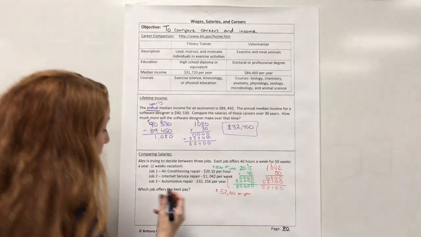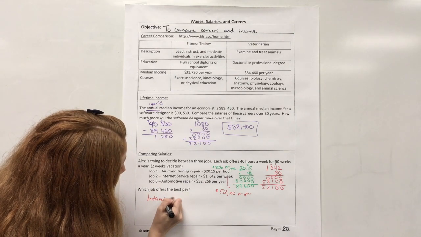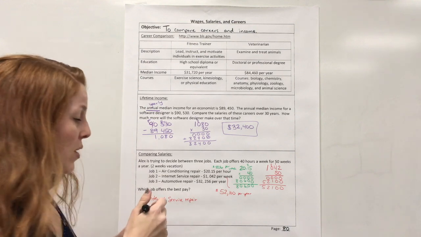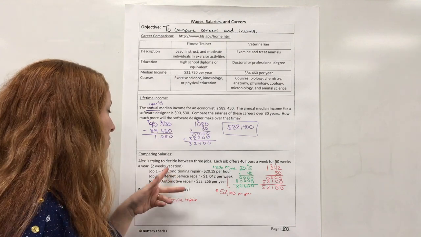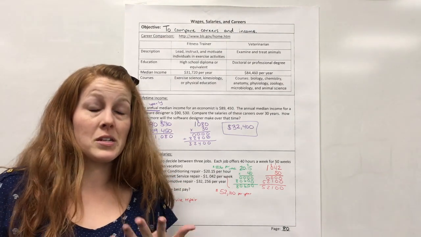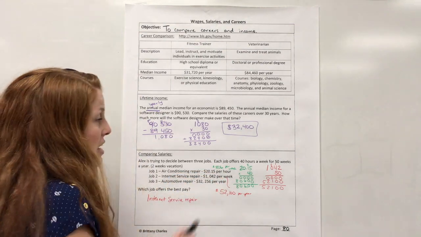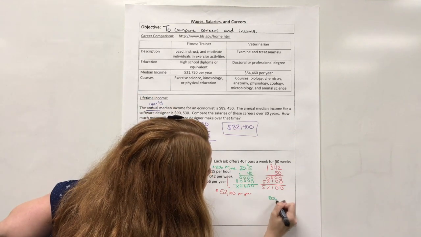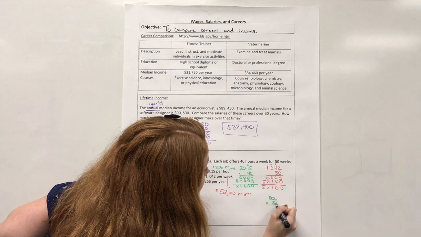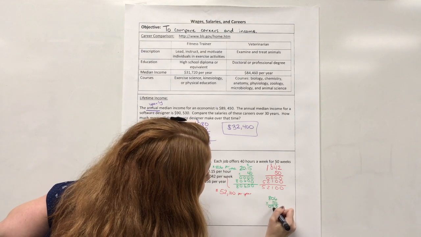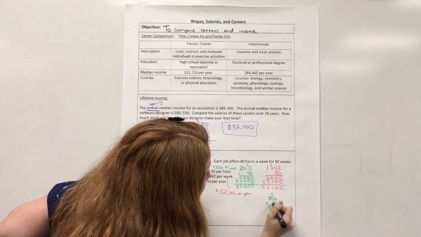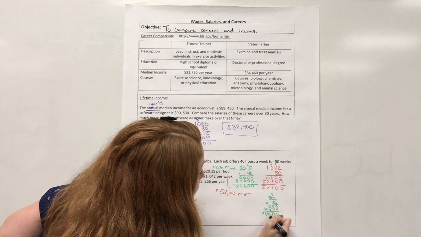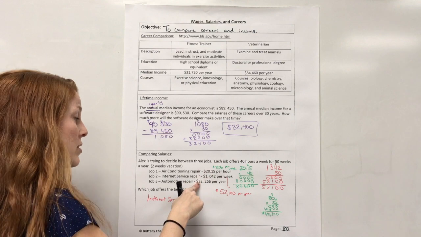So which job offers the best pay would be the internet service repair. Now, let's say I wanted to know, well, okay, maybe out of air conditioning repair and automotive repair, which one's the best deal? Well, then I would need to still multiply the $806 times 50 so I could see. So let's try that. So 806 times the 50 weeks he's going to work. 0, 0, 0, placeholder. 5 times 6 is 30. 0, 3. 5 times 8 is 40. So that would be $40,300, which is more than the automotive repair.